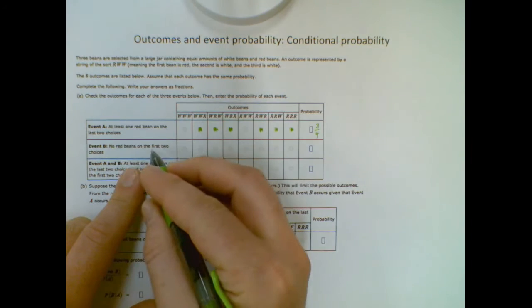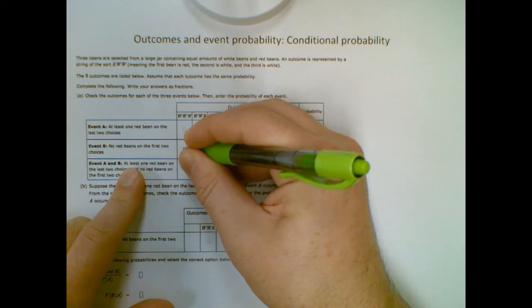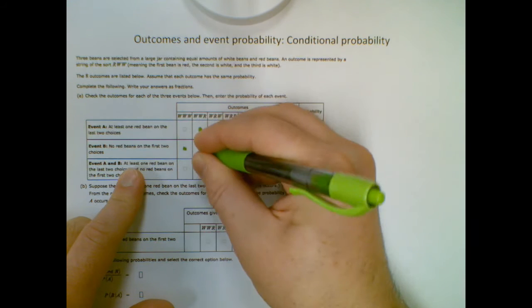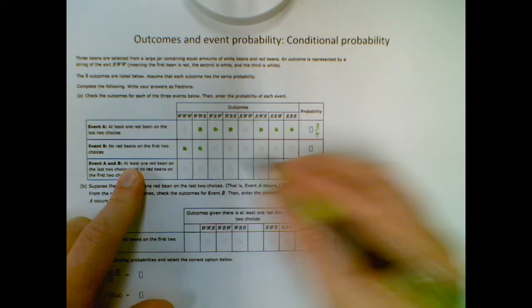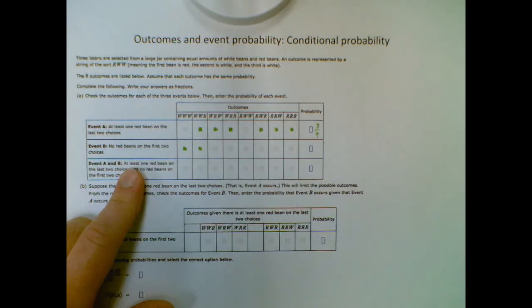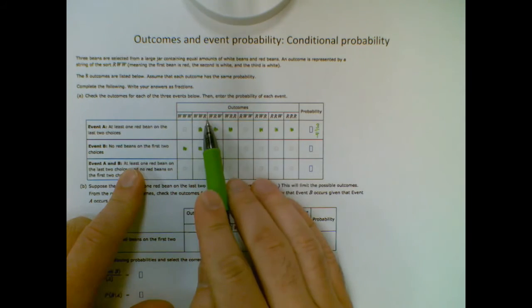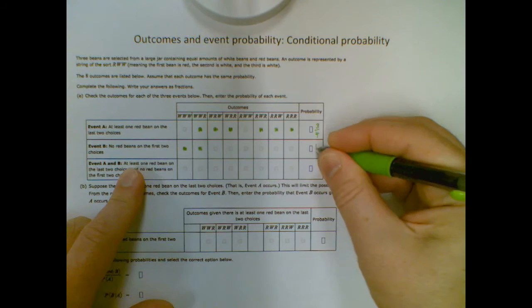Here, no red beans on the first 2, so I need a WW something. So WW, WW, WR, nope, nope, nope, nope, nope, and nope. So 2 out of my 8, because I want no red, so I want white, white, but I can do white, white, white, or white, white, red, because it didn't say anything about the third one. So that's 2 out of 8, or 1/4.